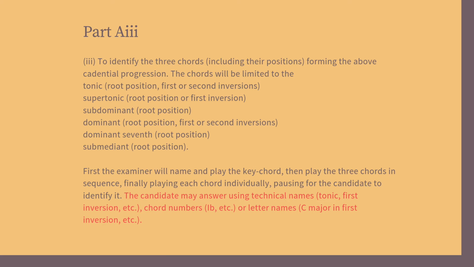Part A3, to identify the 3 chords including their positions forming the above cadential progression. The chords will be limited to the following. First, the examiner will name and play the key chord, then play the 3 chords in sequence, now playing each chord individually, pausing for the candidate to identify it. The candidate may answer using technical names, chord numbers, or letter names.